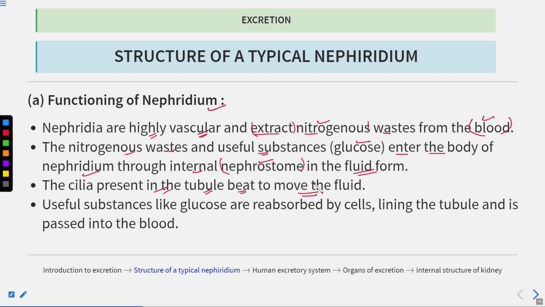The fluid has to be passed on to other parts of the nephridium, such as the neck and body. Cilia are present inside the nephridia, inside the tubule. The tubule is ciliated, as we saw in the diagram. With the help of the cilia, the fluid carrying the nitrogenous waste moves inside the nephridia, and useful substances like glucose are reabsorbed by the cells lining the tubule and passed into the blood. So along with nitrogenous waste, glucose was also absorbed, but this glucose is reabsorbed and passes into the blood.